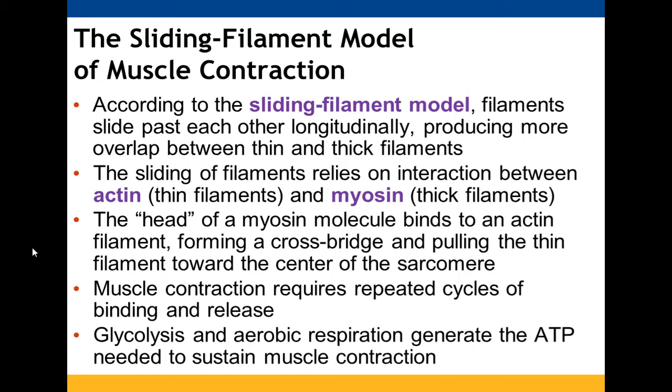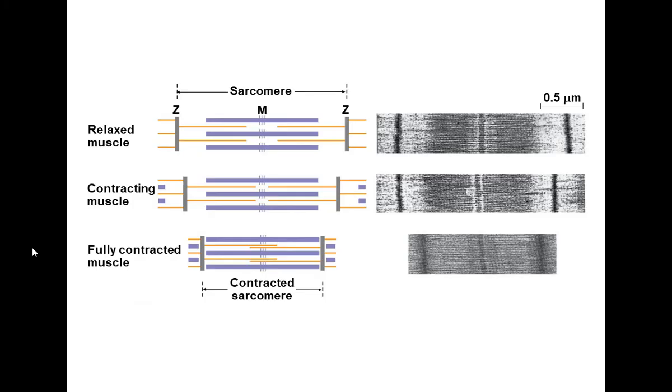To be able to do this, the head of a myosin molecule will bind to an actin filament, forming a cross bridge and pulling that thin actin filament closer towards the center of your sarcomere. Muscle contraction will require multiple cycles of both binding and release. Glycolysis and aerobic respiration are able to provide the ATP energy that is needed to sustain this contraction.